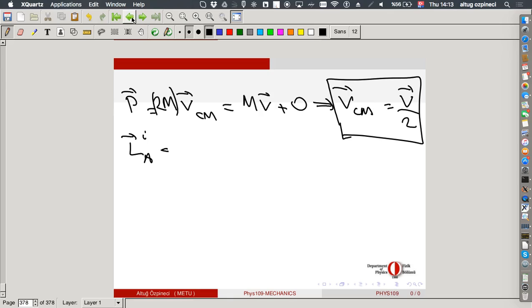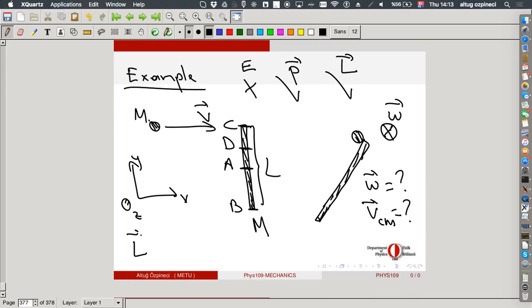Remember, the angular momentum is always R cross P for a point object. So let's look at initially, let's calculate what is the initial angular momentum of this rod relative to the point. It is 0. It's not moving, it's not rotating, so there is no angular momentum.